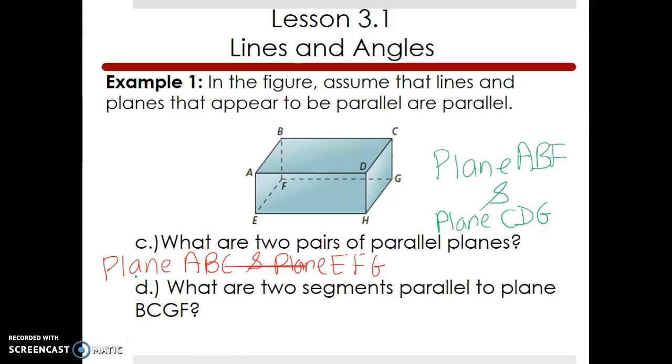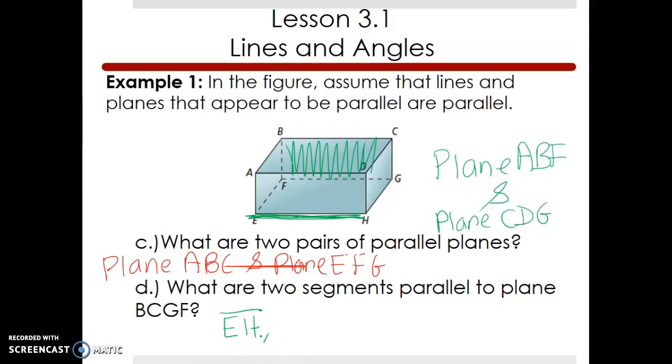The next one is asking, what are 2 segments parallel to plane BCGF? So if I see BCGF, it's this back plane. So what's parallel to that plane? One segment that's parallel is this line right here. There are 4 of them that I could see.